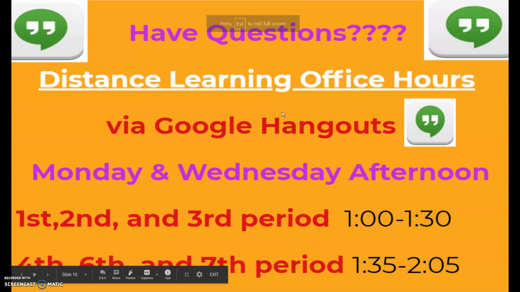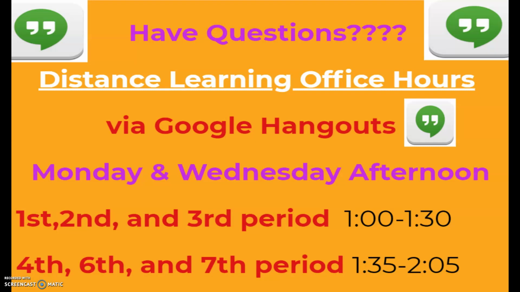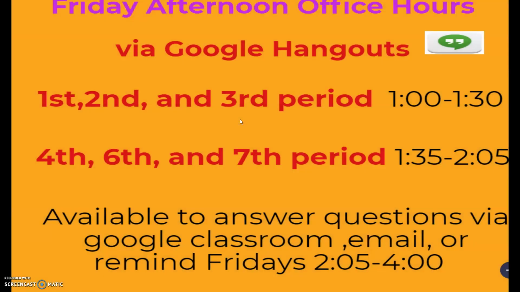Don't forget about our office hours. We have office hours on Mondays and Wednesdays from 1 to 1:30 for first, second, and third period. And fourth, sixth, and seventh period is from 1:35 to 2:05. This is via Google Hangouts Meets, so please download that app and make sure that you're ready. I'll be sending that code out every Monday, Wednesday, and Friday actually, because we have office hours at the same time Friday. But also I'm available via Google Classroom, email, or Remind on Fridays if you have any questions.